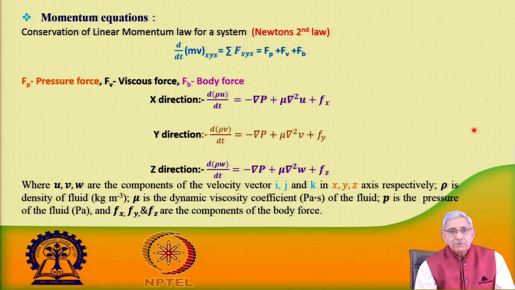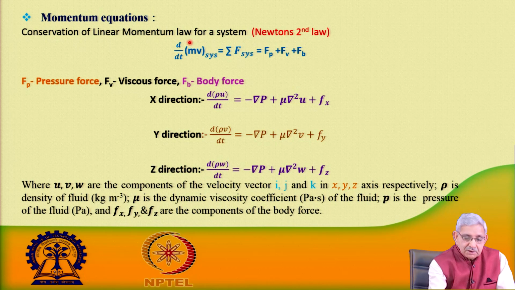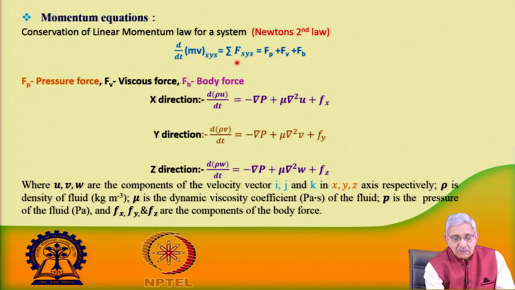The other equation which is involved when the flow takes place through the dripper is the momentum equation. So, conservation of linear momentum for a system is explained by Newton's second law. What is Newton's second law? F equal to ma, that is, the force applied is equal to mass into acceleration. So, the rate of change of mass into velocity of the system is given by the sum of all the forces.